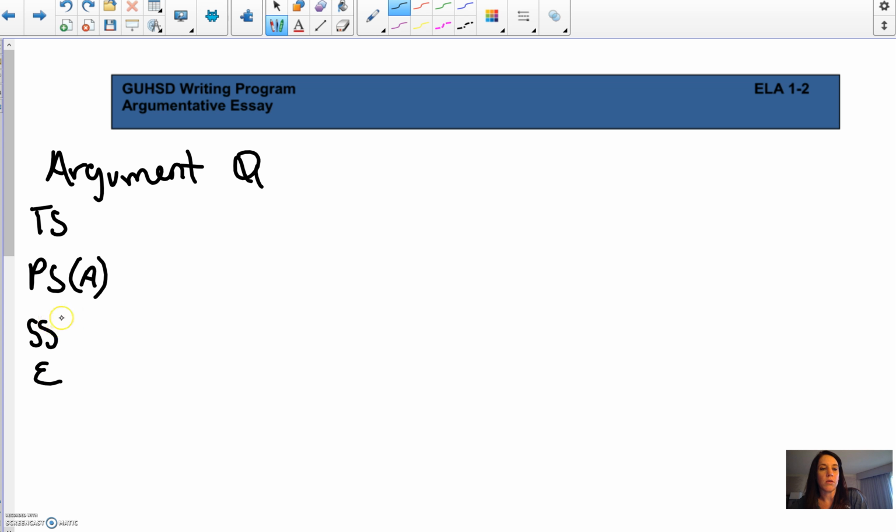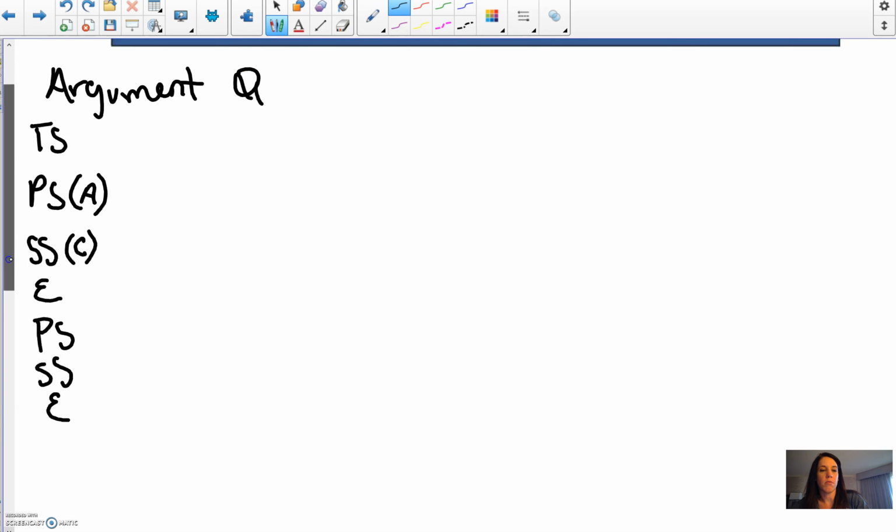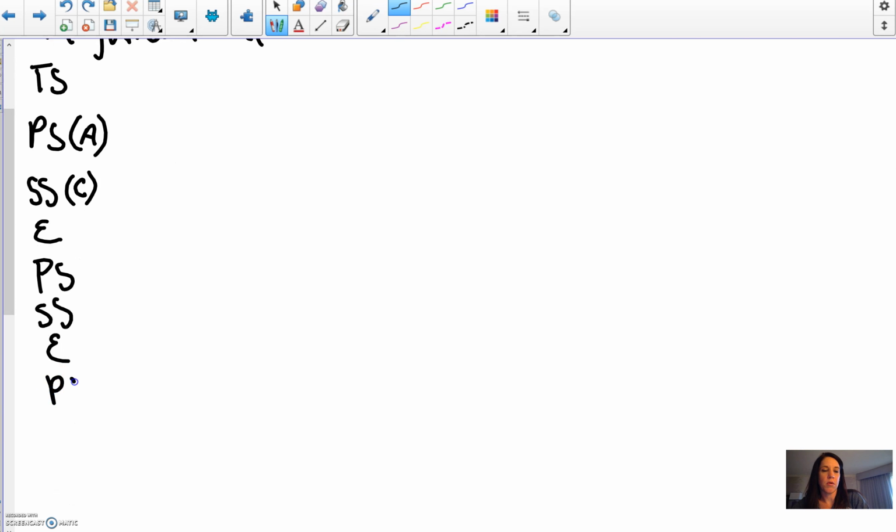So your secondary support, we're going to say this is C for ACE, and then part of your secondary support is your E in ACE, your elaboration. We're going to leave the elaboration till later. Today, we're just going to fill in the primary supports and the secondary supports. We're going to do this 3 times in our argument paragraphs. So we're going to have primary support again, secondary support with elaboration, and then we are going to do that one more time. Primary support again, secondary support with elaboration, and then we're going to have a concluding sentence.